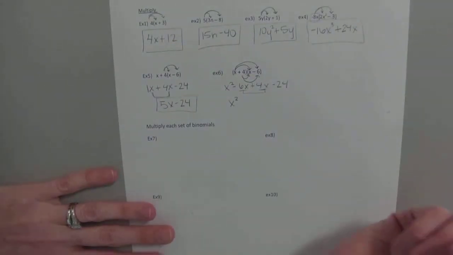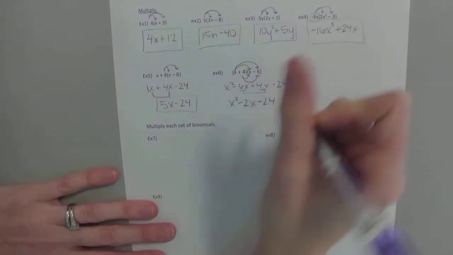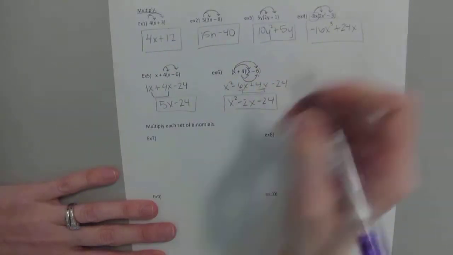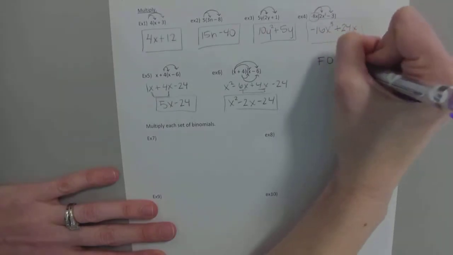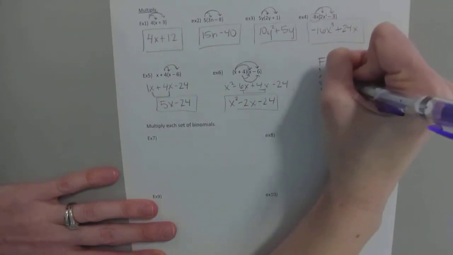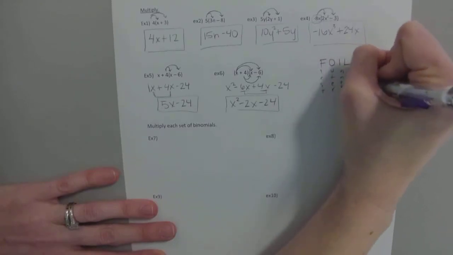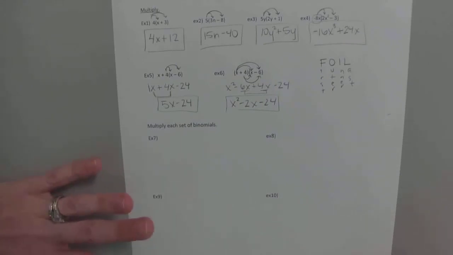Are there any other x squares in that? No. So that's going to stay x squared. But we can combine this -6x with this 4x because they're like terms. What does that get us? How many x's? -2x, perfect. And then -24 is on its own. So FOIL, I don't know how many of you guys have heard of the word FOIL. It means first, outer, inner, last. And it's just a way to remind yourself.